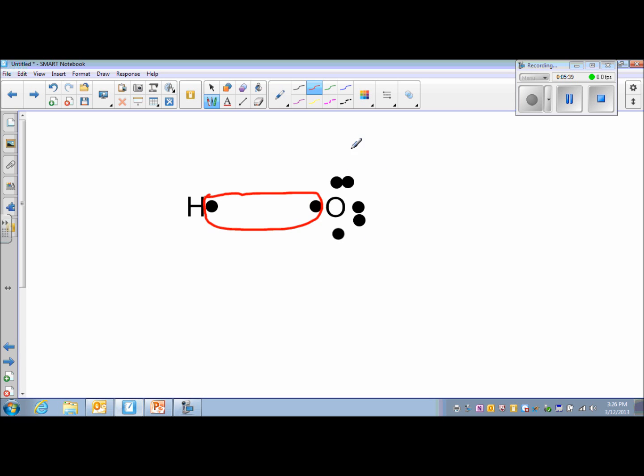But my oxygen still isn't quite happy because it only has 7. 1, 2, 3, 4, 5, 6, 7. So what I'm going to need to do is draw in another hydrogen. Now for this hydrogen, he too only has 1 valence electron. And what's going to happen is now the oxygen and this hydrogen are going to share. So now this hydrogen is happy because it has 2 valence electrons, and this oxygen is happy because it has all 8. 1, 2, 3, 4, 5, 6, 7, 8.